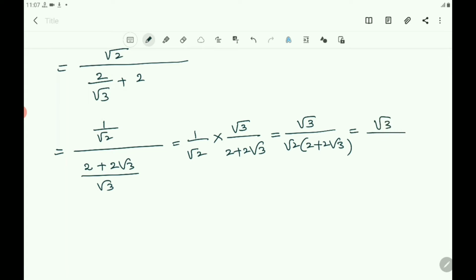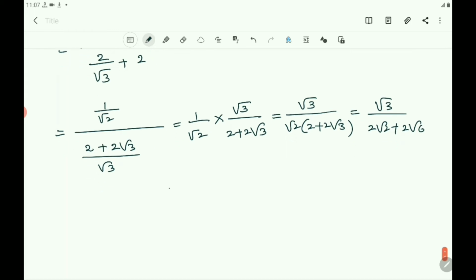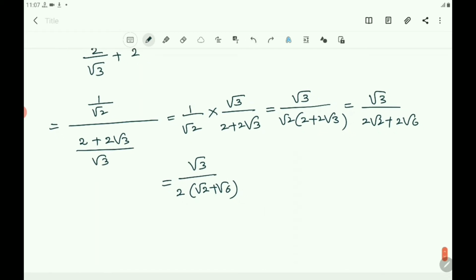root 3 by root 2 into 2 is 2 root 2 plus root 2 into 2 root 3, you will get 2 root 6. Then it becomes root 3 by 2, you can remove as a common. In the bracket you will get root 2 plus root 6. You can keep this value as it is. Otherwise you can rationalize the denominator and simplify.